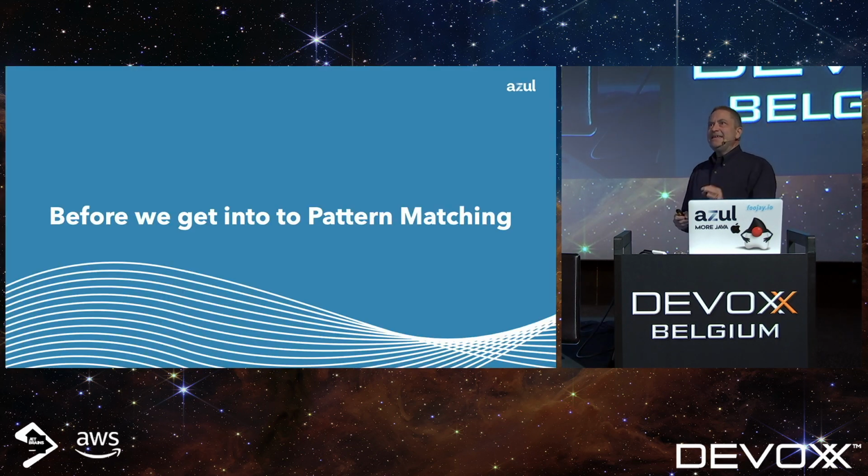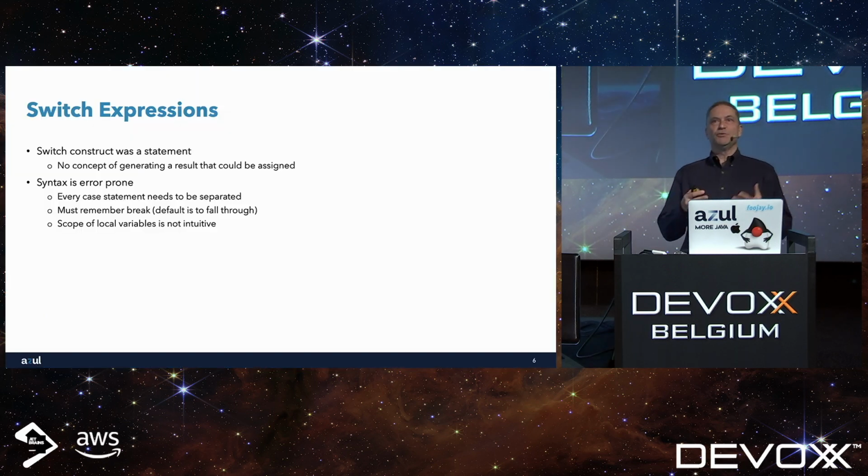So before we get into the pattern matching side of things, we need to go through a couple of features which have been added to Java recently, which tie in very tightly to pattern matching as we use it. First of those is switch expressions. Now, this was introduced because if you look at the switch statement that we've had previously in Java, very common thing, we use it a lot, but it has some drawbacks.